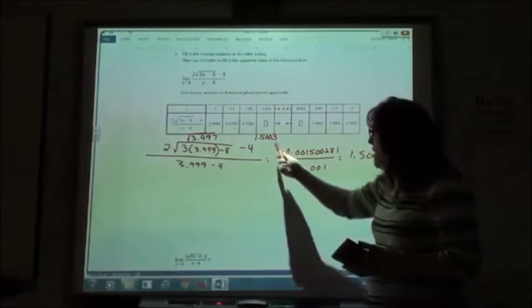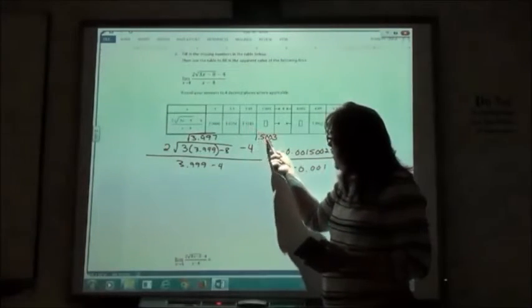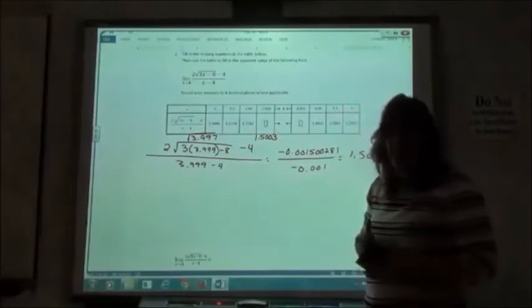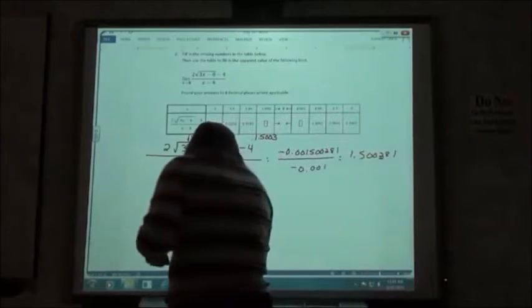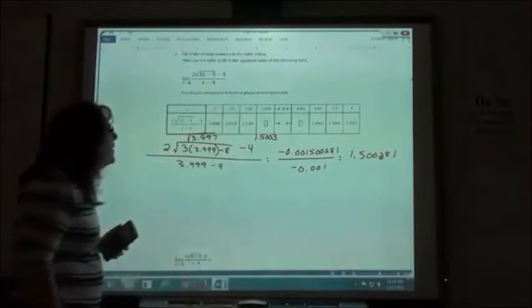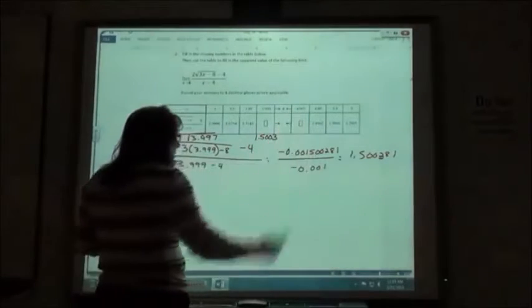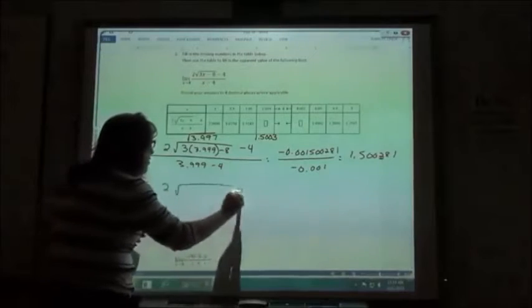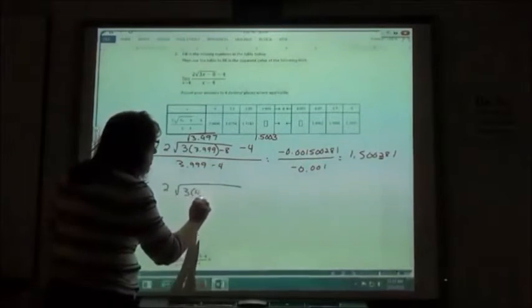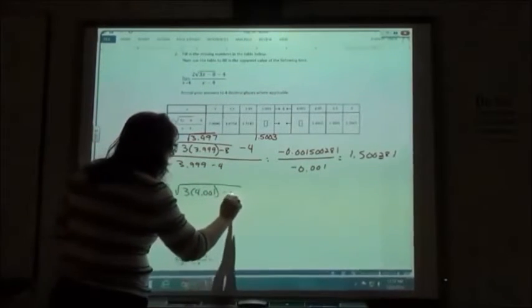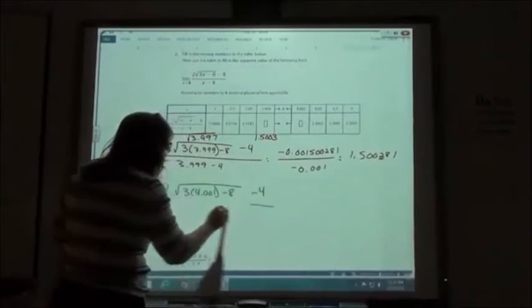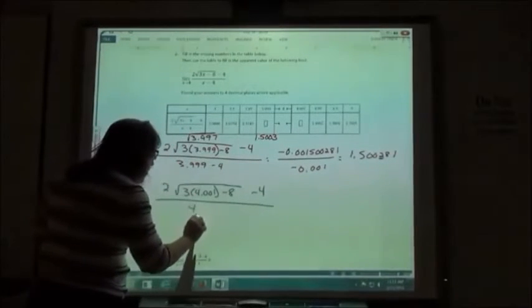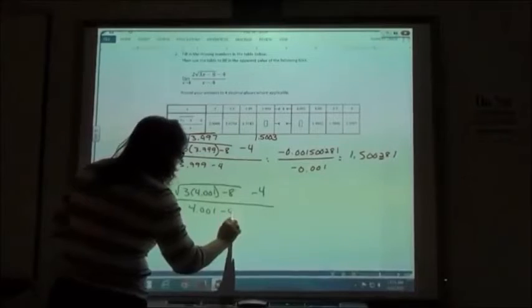So notice here I was looking to see, did my answer come up close to what I was getting before? It did, so that would make sense to have that answer. Over here I'm going to put in 4.001. So 2 times the square root of 3 times 4.001 minus 8, then the minus 4 on the end, and then I'm going to have 4.001 minus 4.